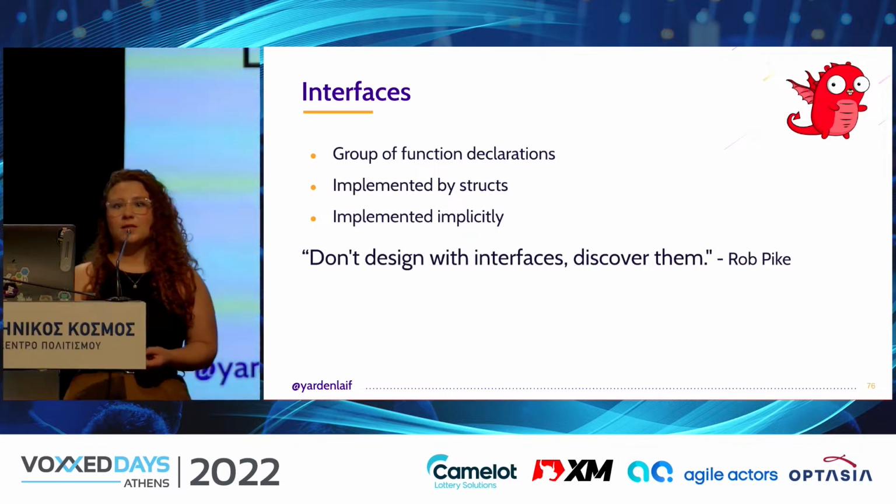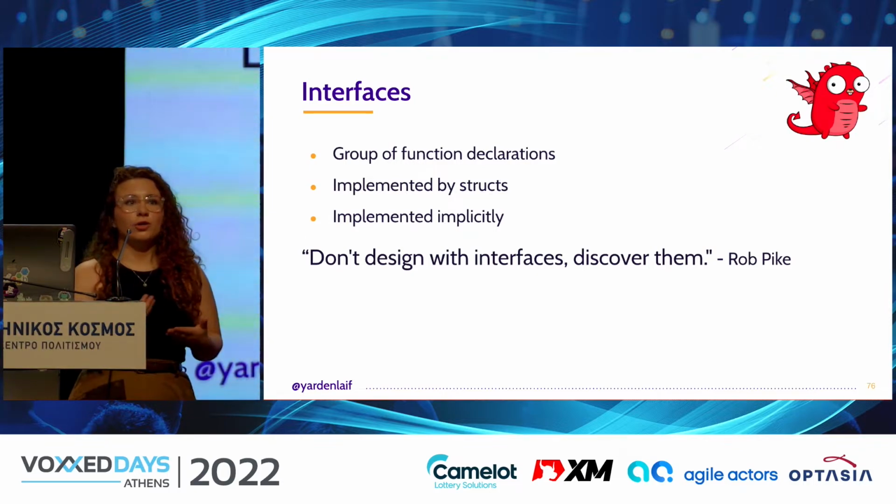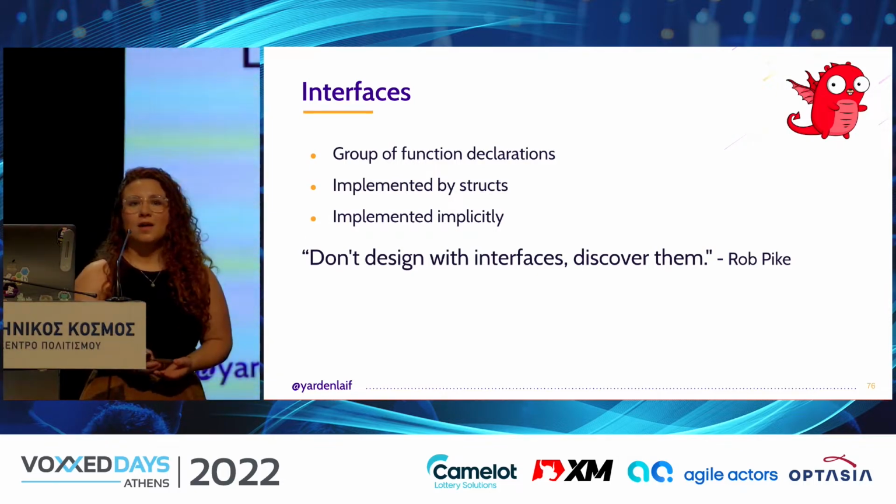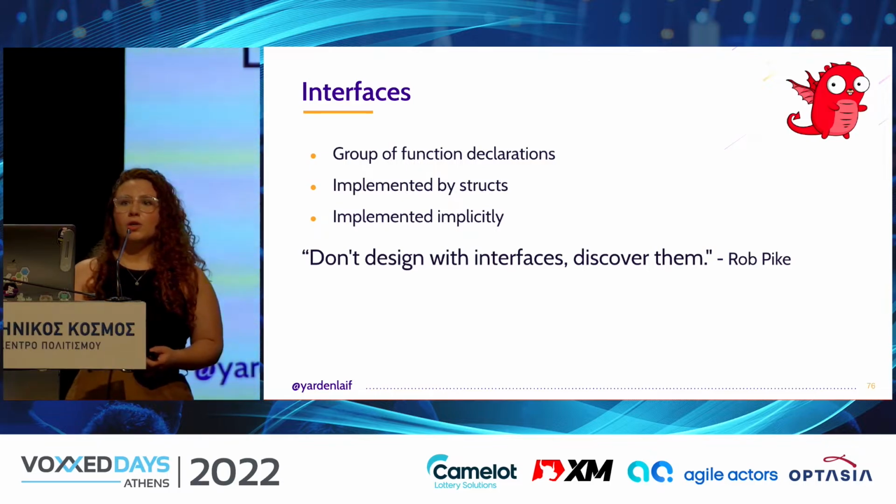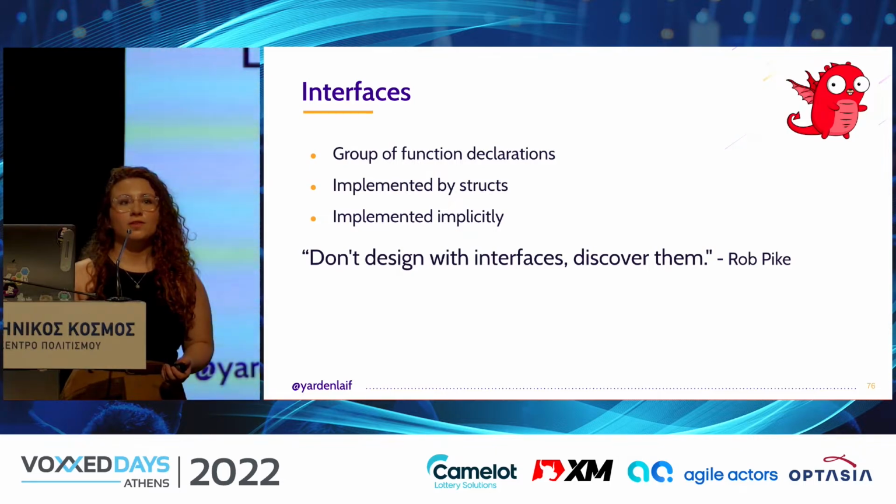In Java, to implement something, you'd need the name of what you're implementing. In Go, you don't need that. That also means that you could create a struct and then create an interface and have that struct implement that interface without even knowing.